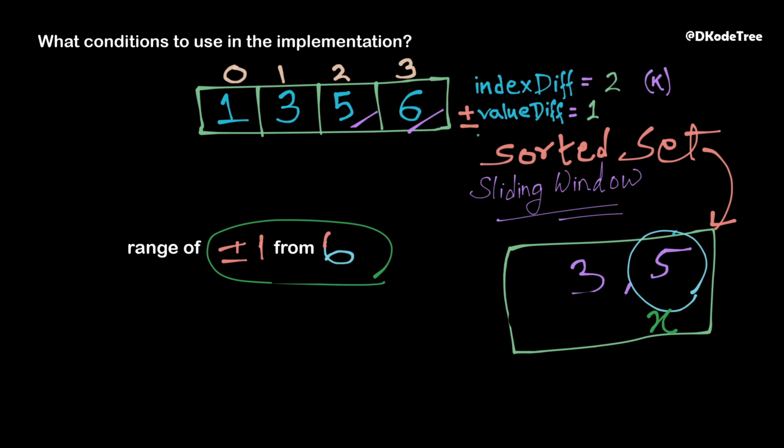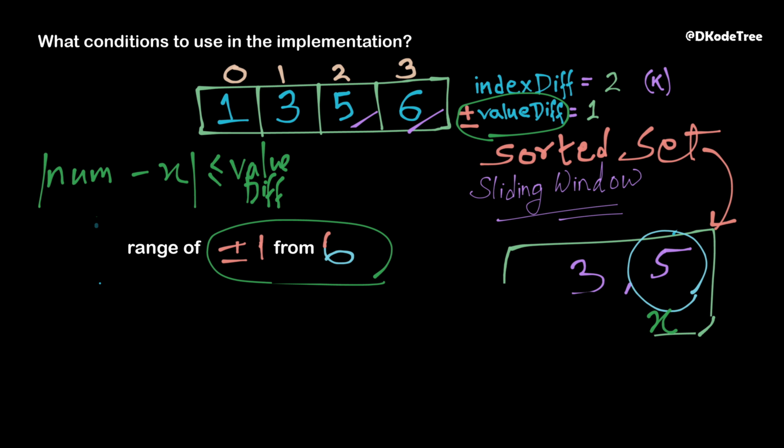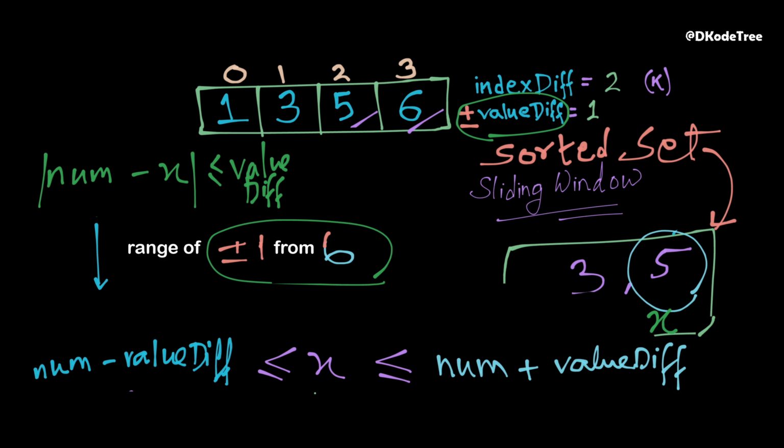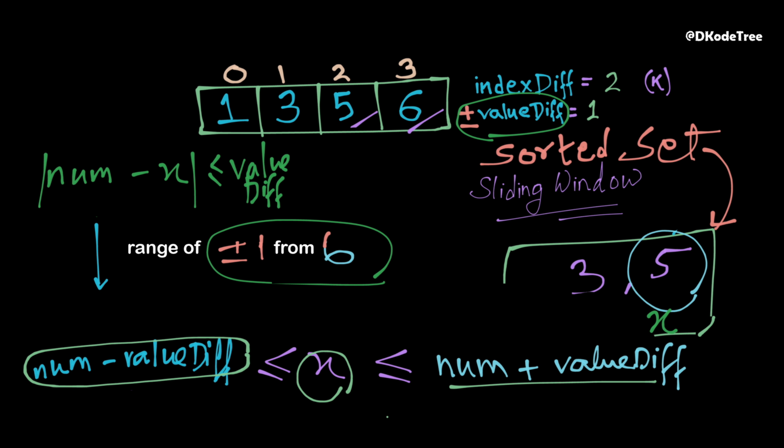Note that from an implementation perspective, when we are searching for a number x that satisfies the almost duplicate condition, or the plus minus value diff condition, it actually means this equation: the absolute difference of the current number and the value x must be less than or equal to value diff, which we can easily rewrite as current number minus value diff is less than or equal to x, which in turn is less than or equal to current number plus value diff. This is just basic arithmetic. So first we will quickly do a binary search to find the smallest number x that is greater than or equal to number minus value diff in the sorted window. And if that number exists and it is less than or equal to number plus value diff, then we have found a valid pair.